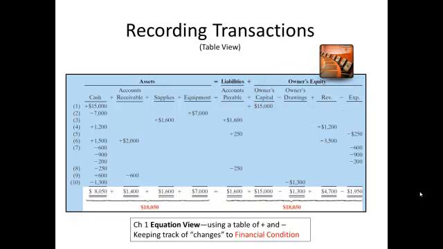Just looking at the first transaction, we can read that as the owner has invested $15,000 into the business. Cash goes up plus $15,000, and we increase the owner's capital account $15,000, indicating the source of those assets. Keeping track of things in this manner allows us to see the changes to financial condition.